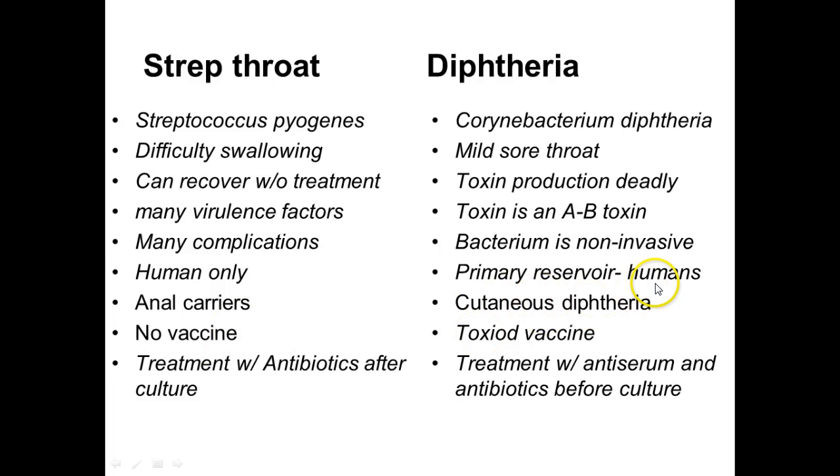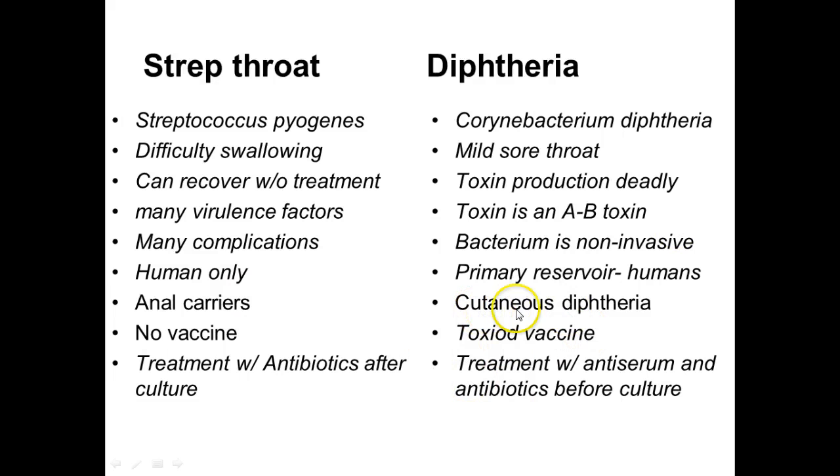Humans are the main reservoir for diphtheria, but not the only one. So there are some animal carriers of this infection. There are anal carriers of Streptococcus pyogenes, of strep throat. So there are people that can have this infection in their anus and be spreading it that way. Yeah, we won't talk about the details for that one.